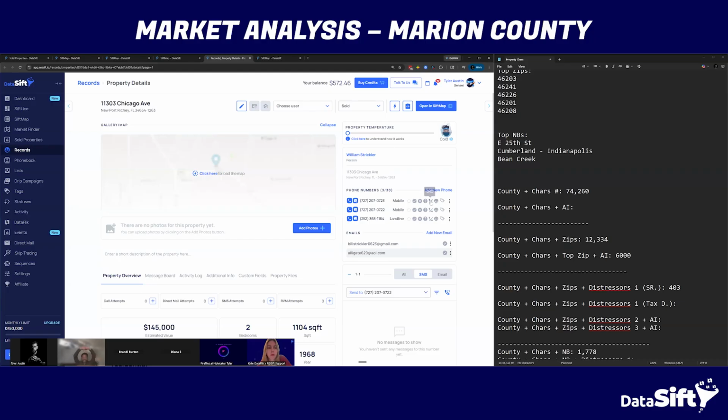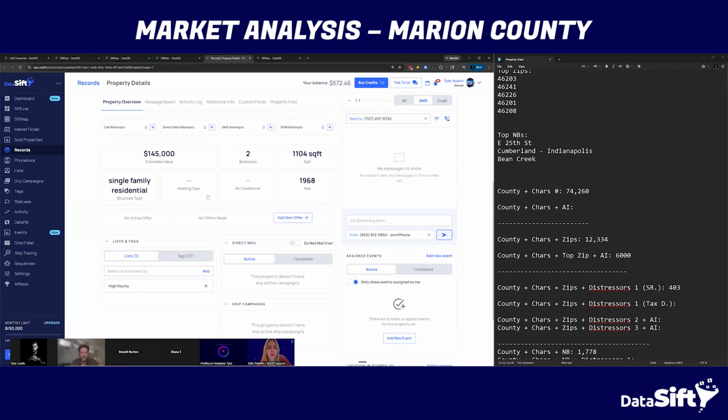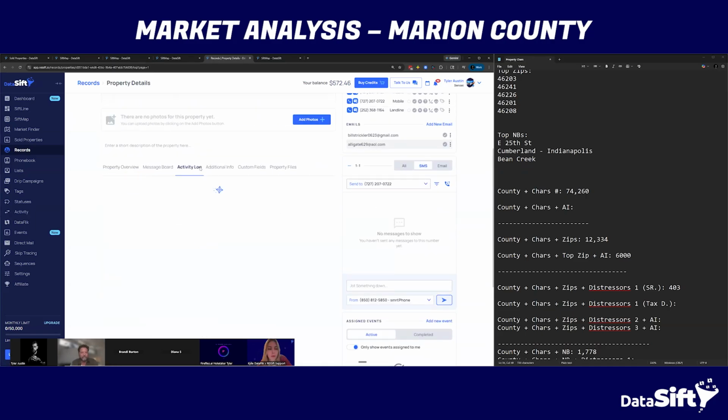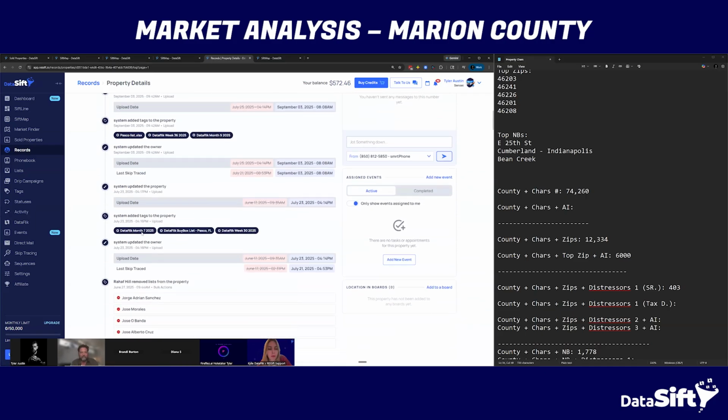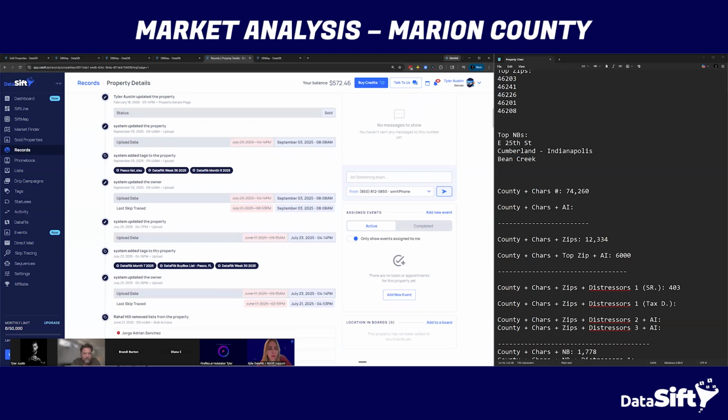You see, no marketing attempts, no phone numbers have statuses, and this is really powerful though, because what I can do is look at my activity log and see when I downloaded this record in my account. I updated the owner July 23rd of 2025 is when I updated the owner last.